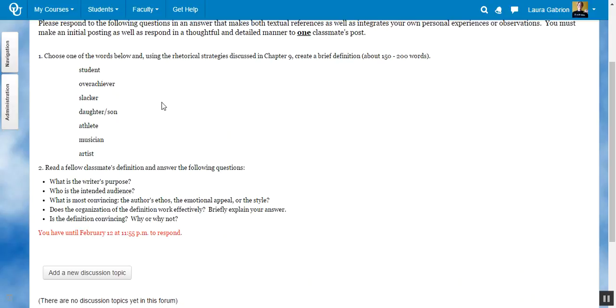And then after you've submitted into the discussion forum your definition in paragraph form, I want you to find only one fellow classmate's definition this time, because I want you to answer all of these questions about that student's definition: what their purpose was, the intended audience, what you thought was the most convincing in regards to rhetorical appeals. Did you think that the organization of their definition worked effectively, and was it convincing?